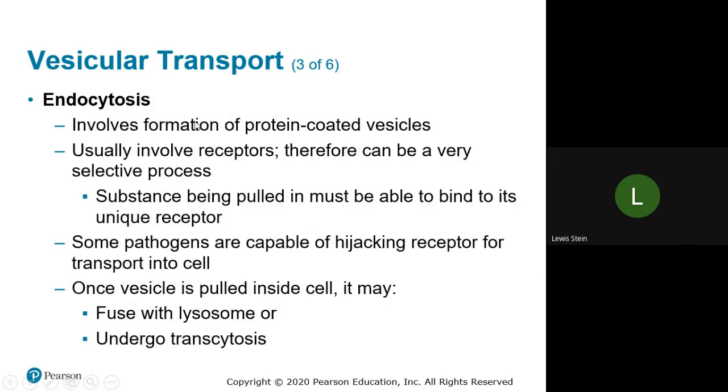So endocytosis, protein-coated vesicles, they're all coated with protein. Typically receptors, that's the selectivity, but not always. Hijacking. Pathogens do this all the time.